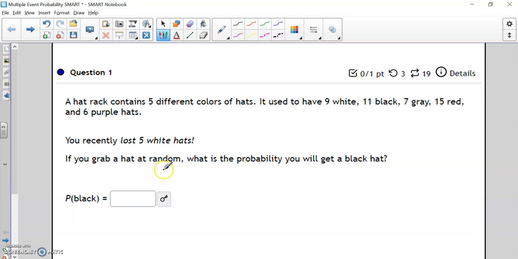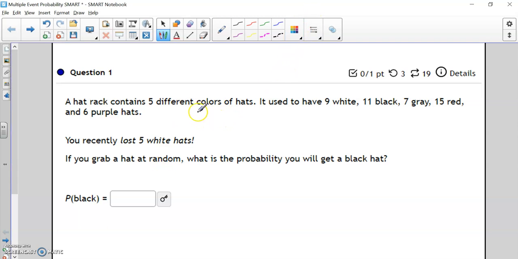What I have here are some examples directly from the MyOpenMath practice problems today so that you can see exactly how to do those when it's time for you to do those practice problems on your own. Okay, so let's start with question 1.